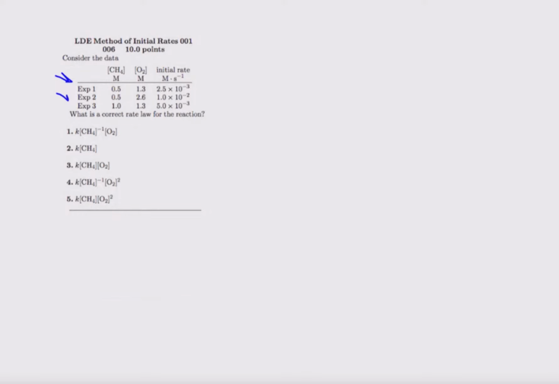When we double the oxygen between experiments 1 and 2, the rate actually goes up by a factor of 4. So that's a second order reaction. It doesn't look like it, but it goes from 2.5 times 10 to the negative third to 1 times 10 to the negative second. So that's actually a bigger number because it's a negative exponent, so it looks backwards, but there it is. So first order with respect to methane, second order with respect to oxygen. That would be answer choice 5 here.